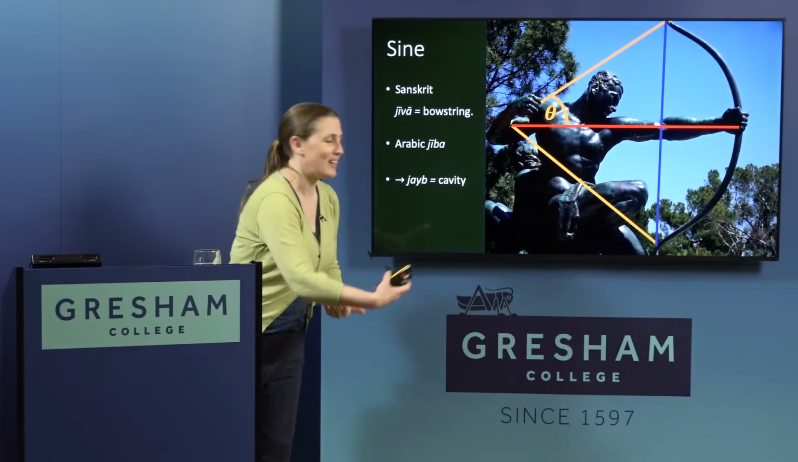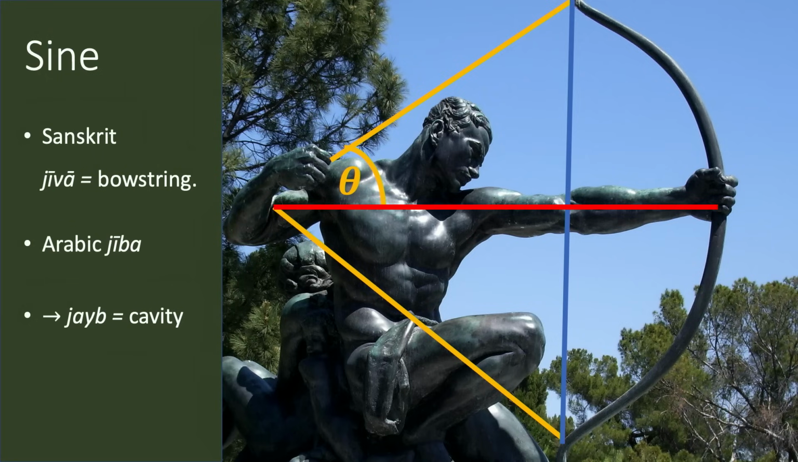Okay, so then fast forward a little while, the Arab texts come to the Western world and get translated into Latin, and now the word cavity is translated into Latin. What is that in Latin? It's sinus. Like we have sinuses, you know, in our skulls. We have a sinus. And so then in English, that's sine. Right?